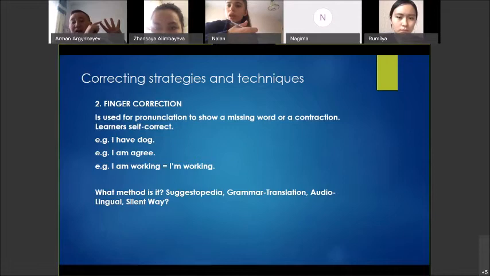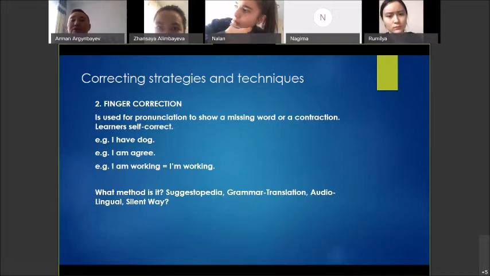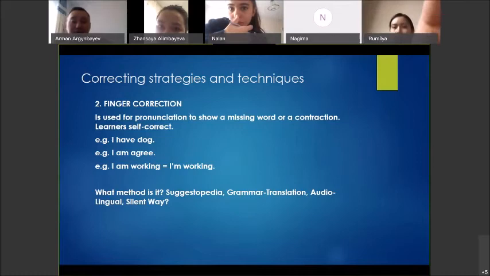Okay, so this is modeling, teacher? Isn't it? No, it's not. It's actually not modeling. If modeling, you should say, I have a dog right away. But in finger correction, you wait for the response from students. Students correct themselves, right? Yeah, exactly.